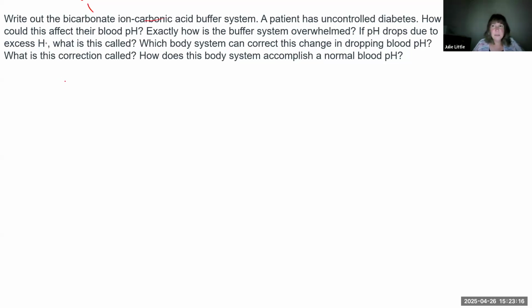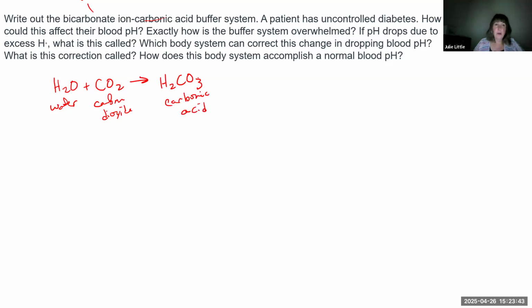All right, the first part of this final exam question is to please write out the bicarbonate ion carbonic acid buffer system. So we know we add water plus carbon dioxide to get carbonic acid. We label this water, carbon dioxide, carbonic acid. When water and carbon dioxide combine, they form carbonic acid, which breaks down to release the hydrogen ion. That is what acids do in solution. And the bicarbonate ion.